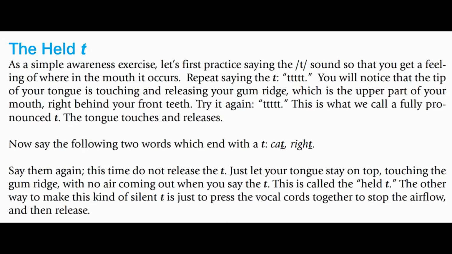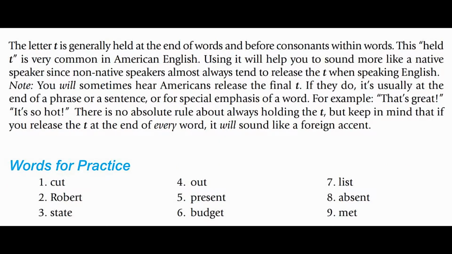Now, say the following two words which end with the T. Cat. Right. Say them again. This time, do not release the T. Just let your tongue stay on top, touching the gum ridge with no air coming out when you're saying the T. Cat. Right. This sound is called the held T. The other way to make this kind of silent T is just to press the vocal cords together and stop the airflow and then release. Cat. Right. The T is generally held at the end of words and before consonants within words.